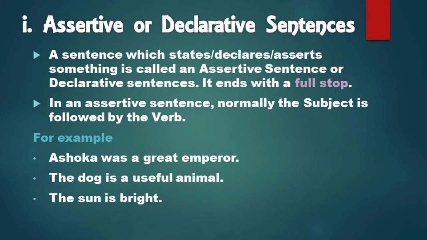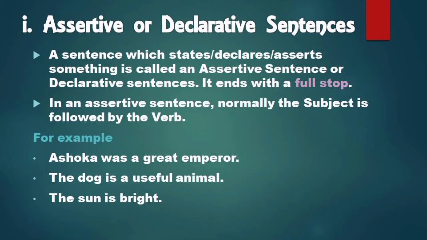Always the assertive and declarative sentence ends with a full stop. In an assertive sentence, normally the subject is followed by the verb. But sometimes the order is changed for special effects of style by the writers.